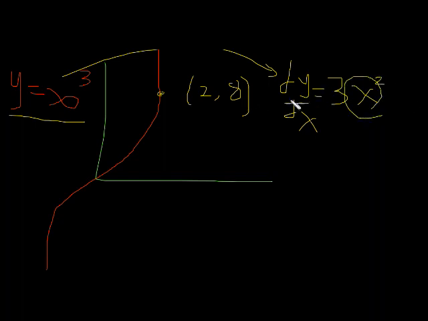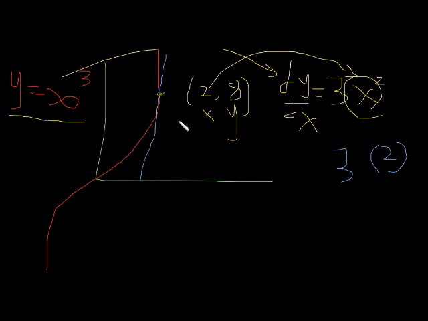Now here the x value of the coordinate will be put in its place. So what do we get? 3 times, and x is replaced by 2, because we are finding the gradient of the slope which cuts this point. So 3 times 2 squared, 2 squared is 4, and 3 fours are 12. So 12 is the gradient of the slope of the tangent to the curve at point 2, 8.